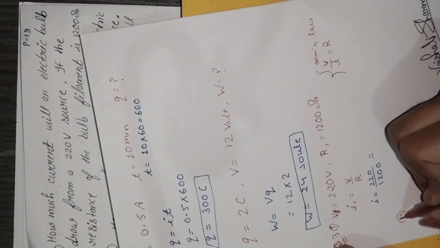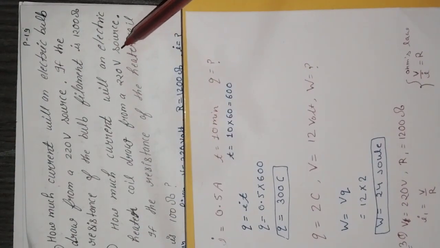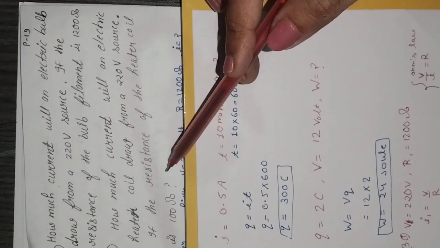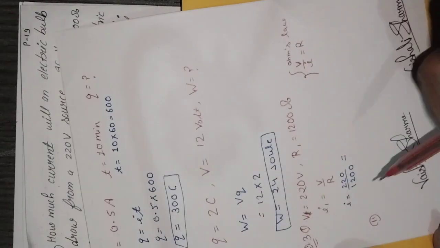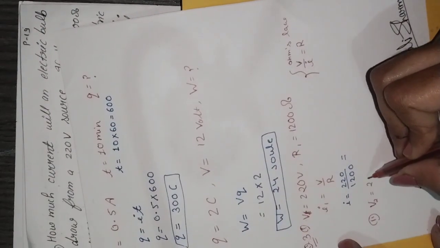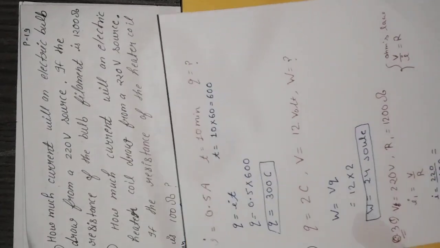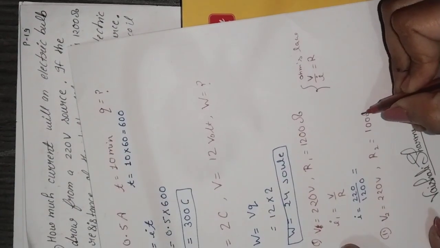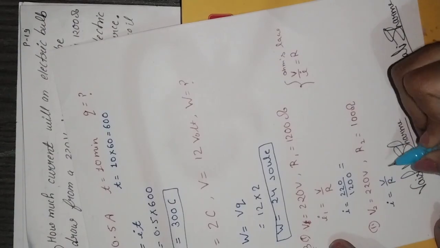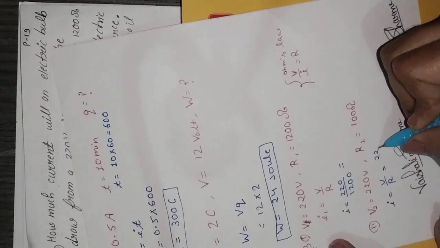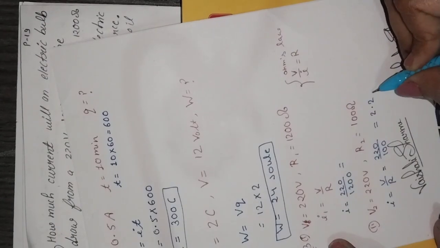And second part, how much current will an electric heater coil draw from a 220 volt source if the resistance of the heater coil is 100 ohm? हीटर का रेजिस्टेंस कितना गिवन है? 100 ohm and voltage given है 220. तो ये आप खुद से करेंगे. V2 is also same 220 volt and R2 is 100 ohm. Then write down the formula and put the value of all and then calculate the answer. Ampere.